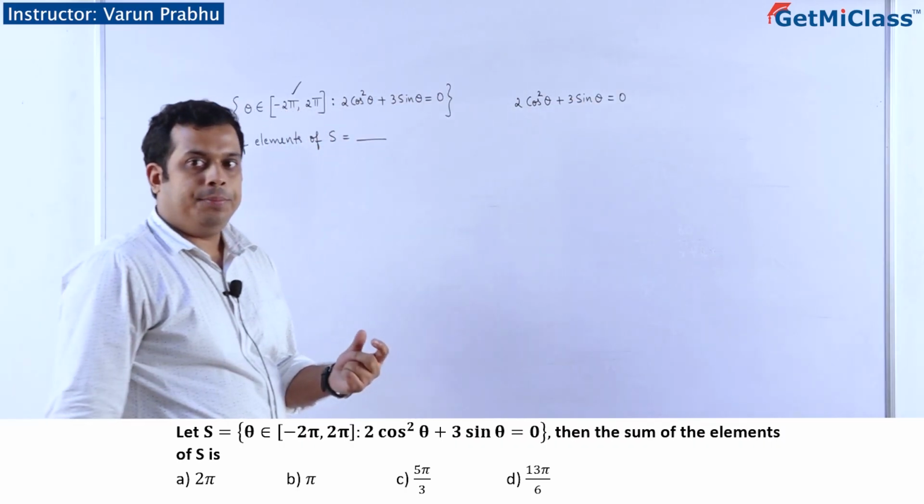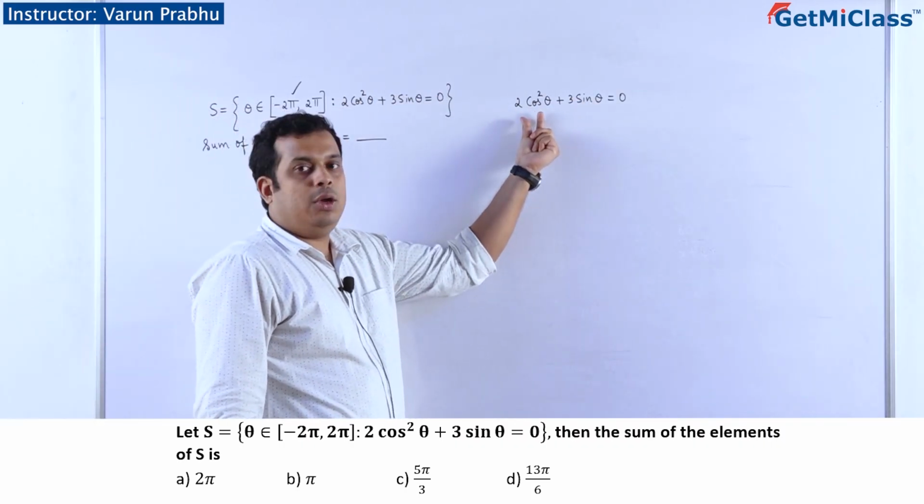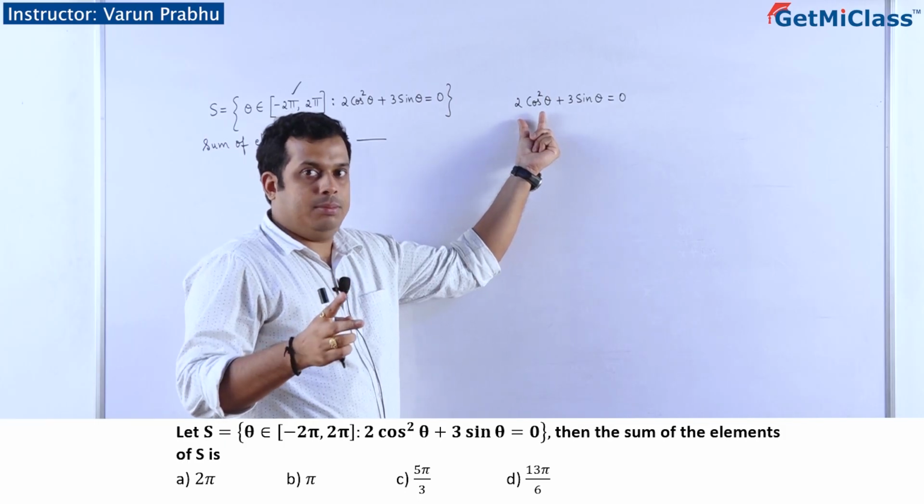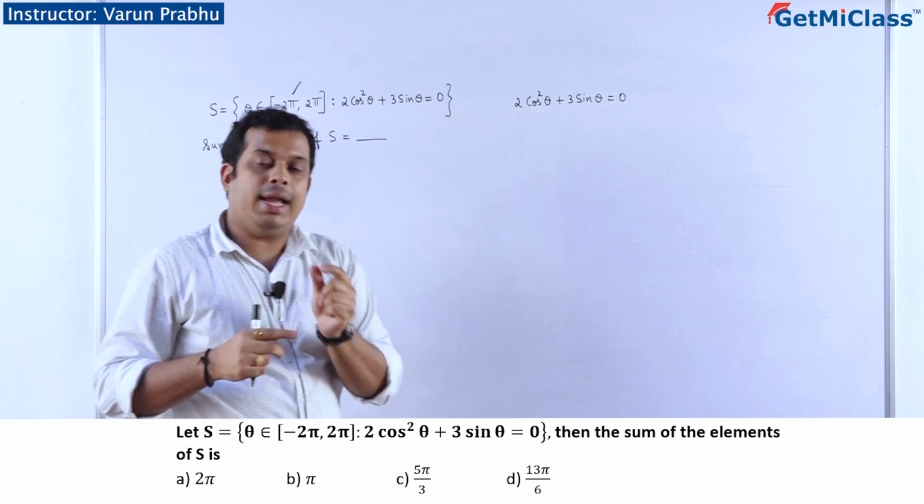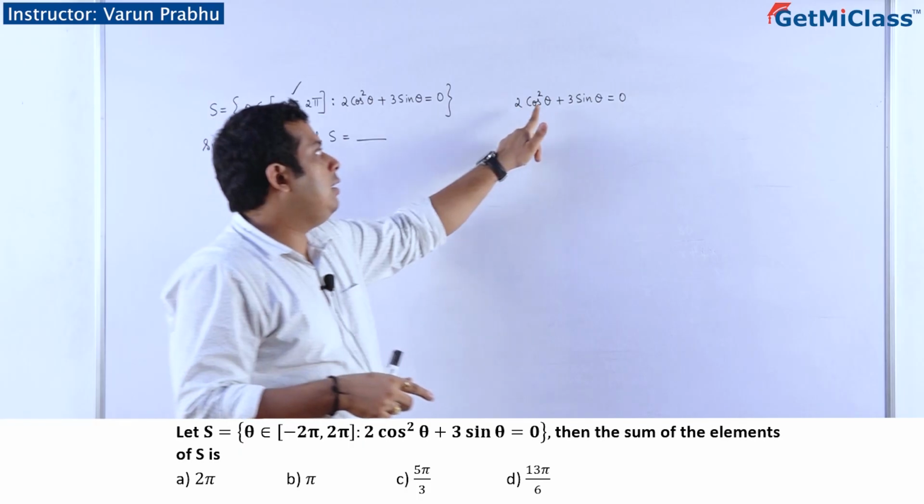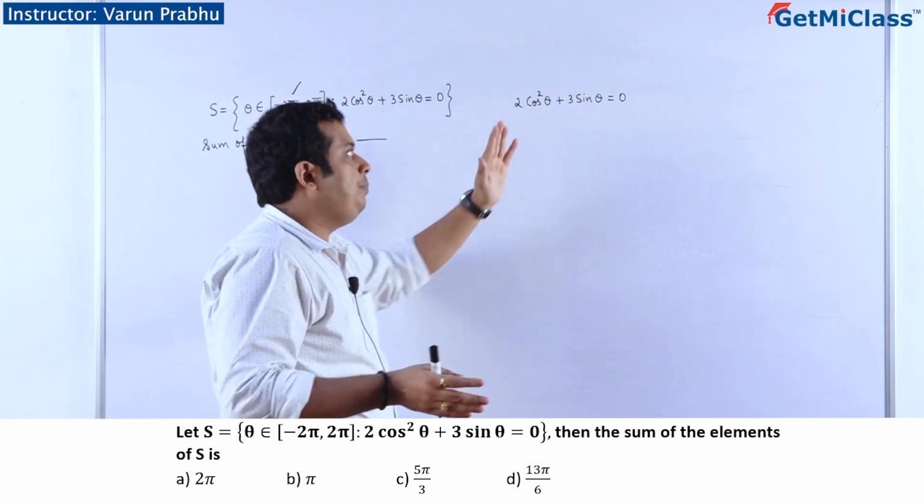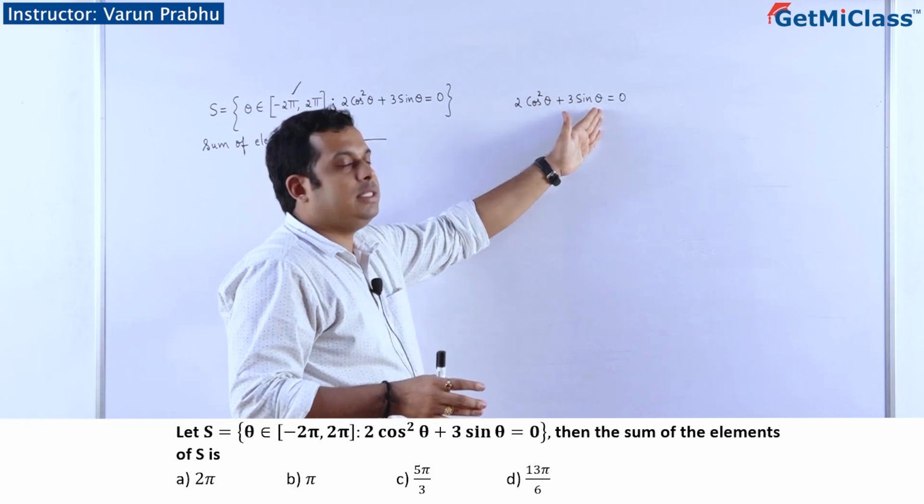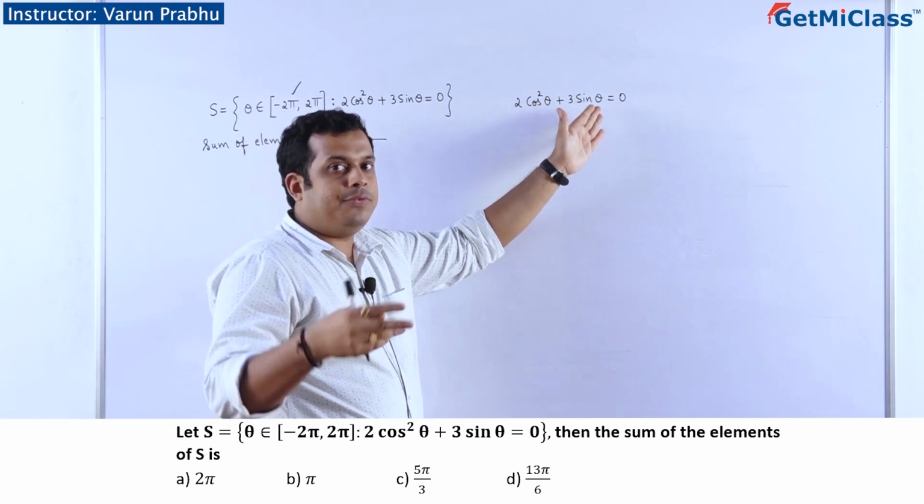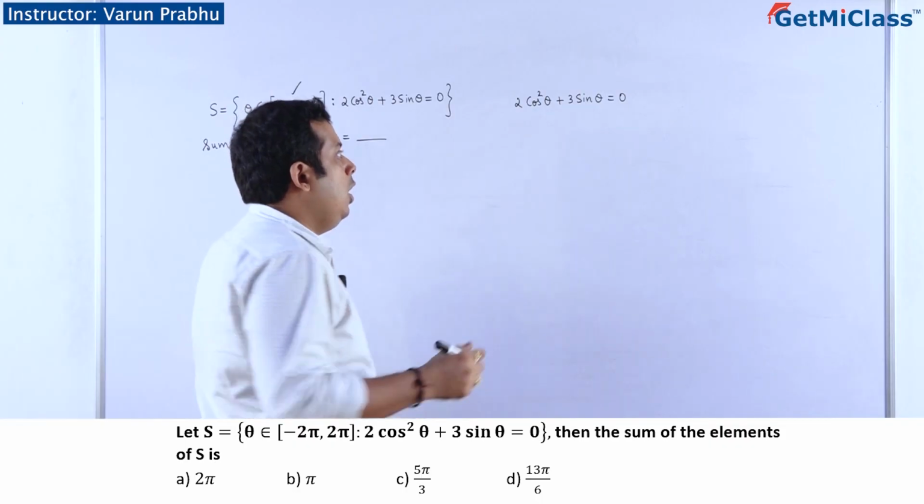Everybody should know one thing. You will not be able to solve an equation with different trigonometric terms or different trigonometric angular frequencies. Here the frequency of the angle is linear, that is clear, 1 theta only. If it was 2 theta here and another was theta, then you would have to convert 2 theta in terms of theta. You have to break that double angle.